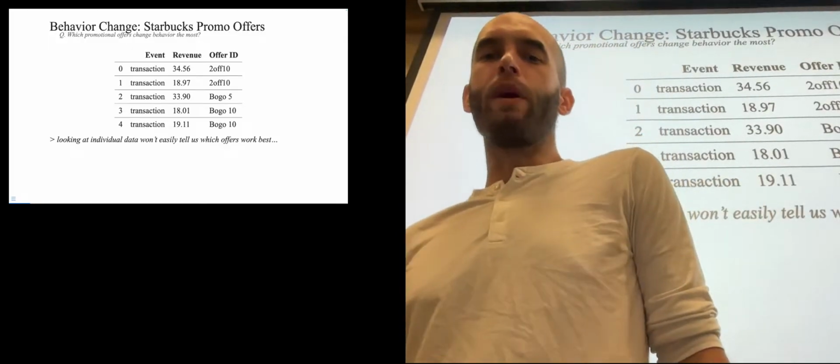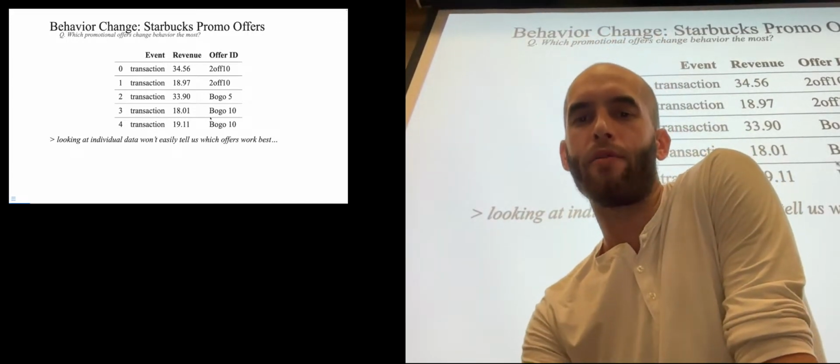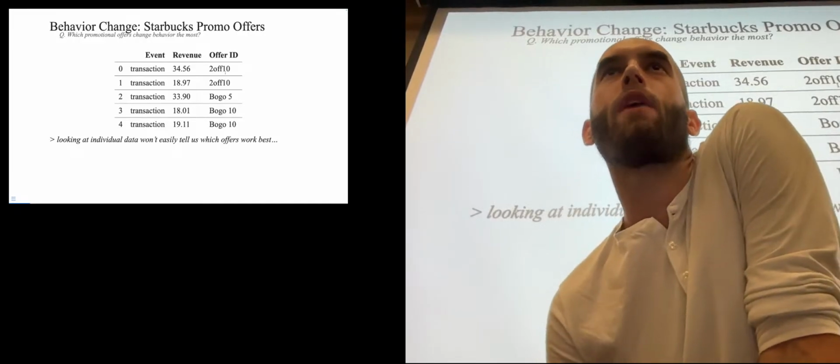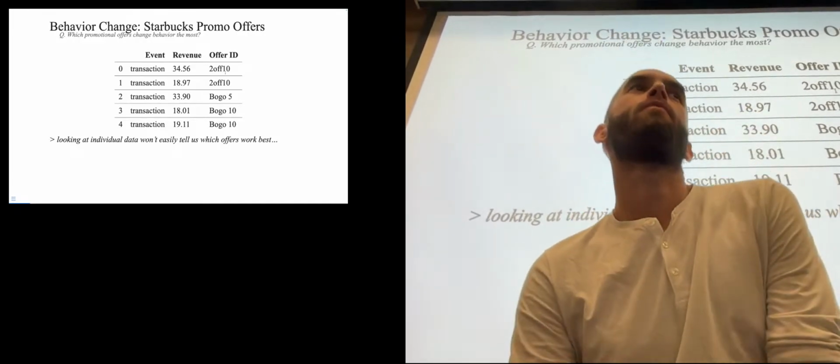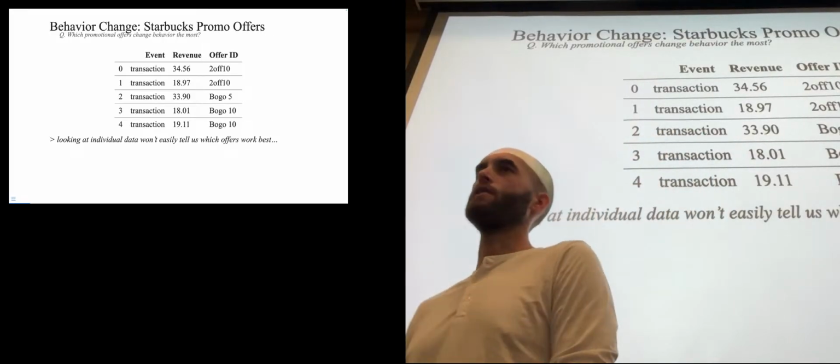So one thing we could do is try to filter this. We could go through and look at offer ID and then maybe filter just for 2 off of 10 and then maybe try to get some summary statistics for that. What else might we do? There are lots of potential ways of going here.